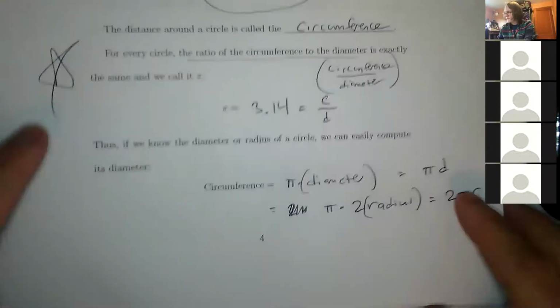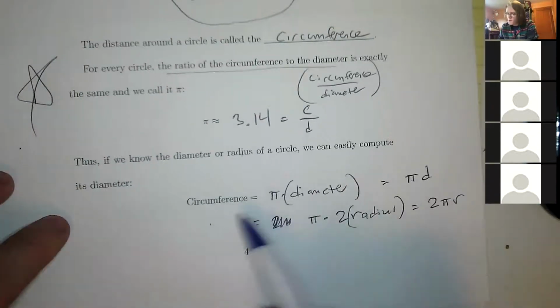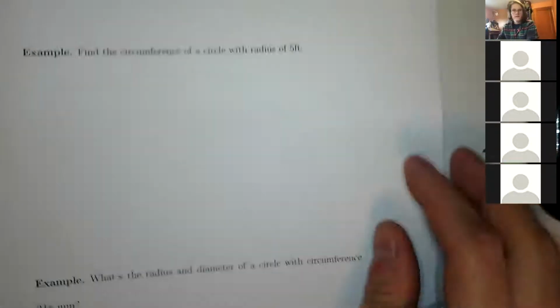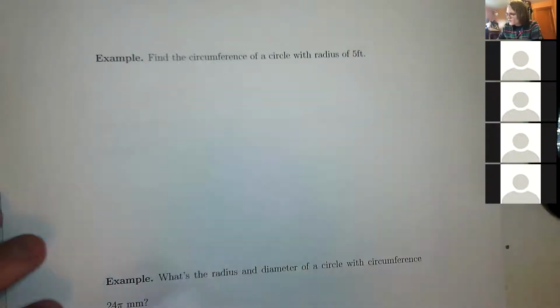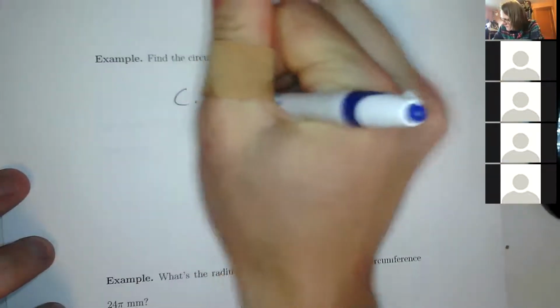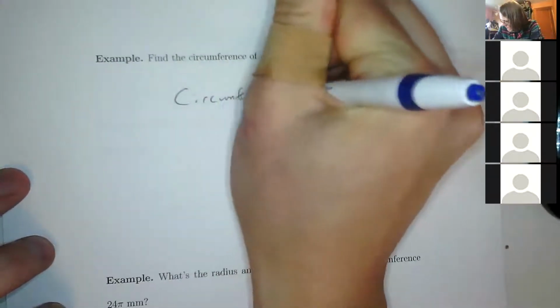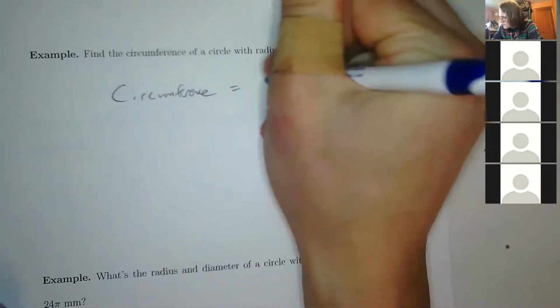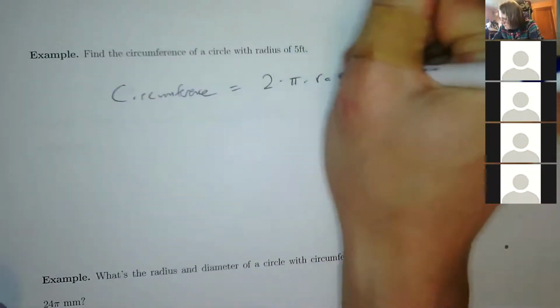But anyway, so we have some formulas for circumference. Let's try to use them. There we go. So find the circumference of a circle with radius of 5 feet. So as I said, circumference was equal to 2 times pi times radius.